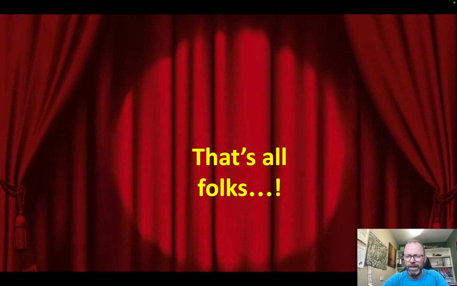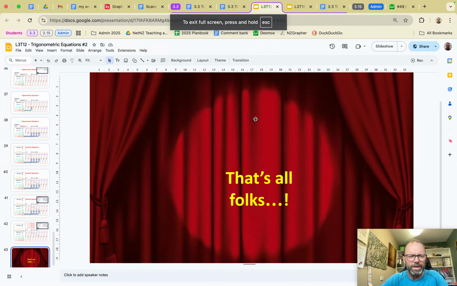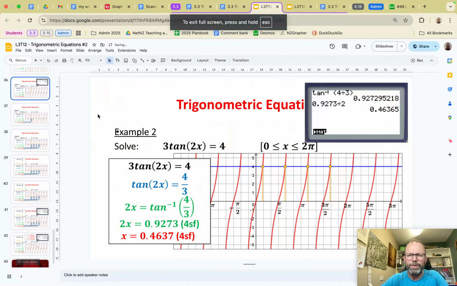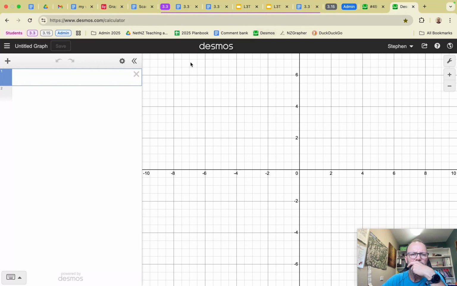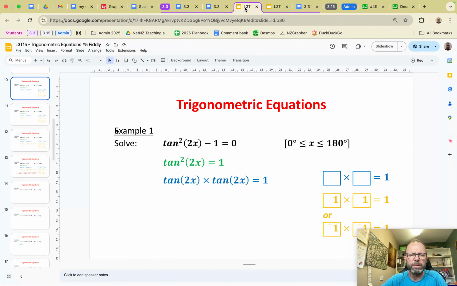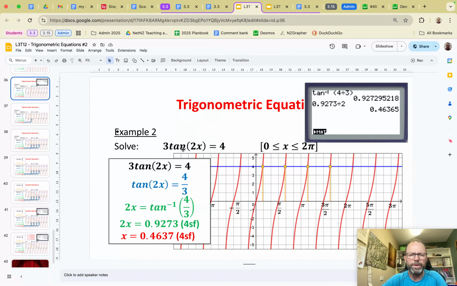Okay, so there's a bit of an issue there with the b value, but very quickly let's just go to this one here, 3 tan 2x equals 4, and go to our friend Desmos here. And the question was, it was this one?